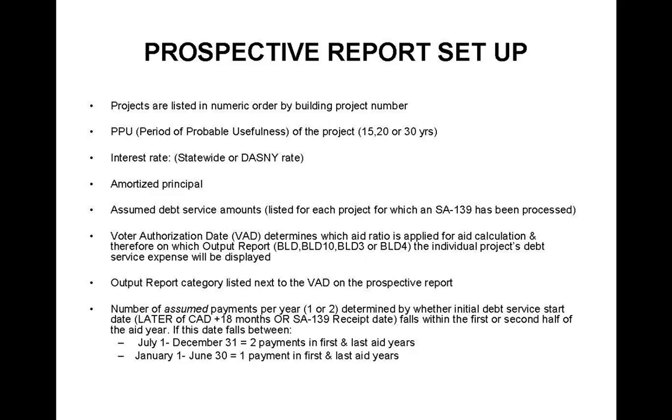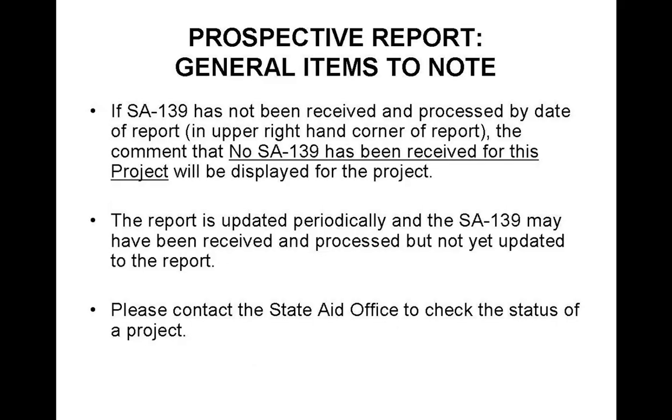Then just some general items to note. If the 139 has not been received and processed by the date of the report, in the upper right-hand corner of the report, and if we look at page 1, we see the date is 1/17/12 in our example, you will see the comment, no SA 139 has been received for this project, if at the date of that report we did not have that information processed. Now, the report is updated periodically, but the SA 139 may have been received and processed, but just not yet updated to the report. So if you have a question regarding a project that shows that comment, feel free to contact the State Aid Office to check the status of that project.